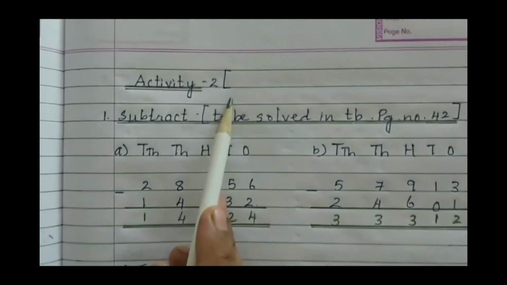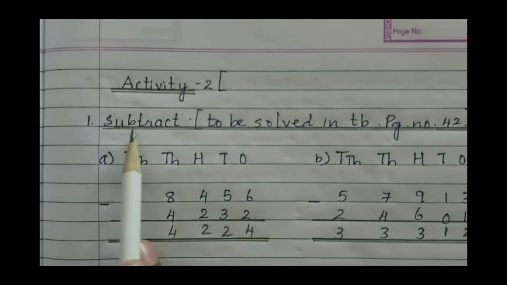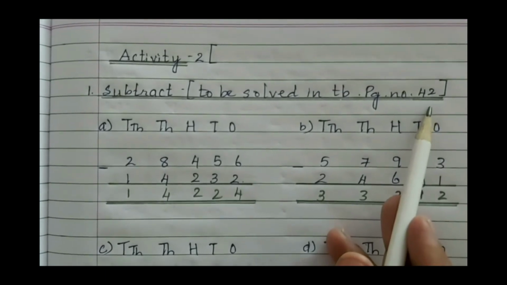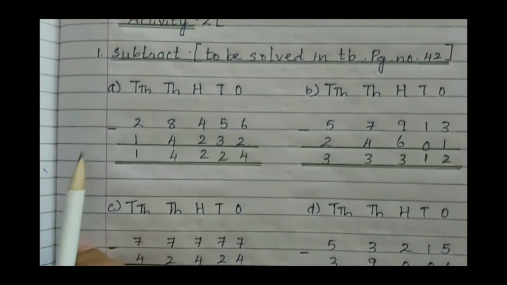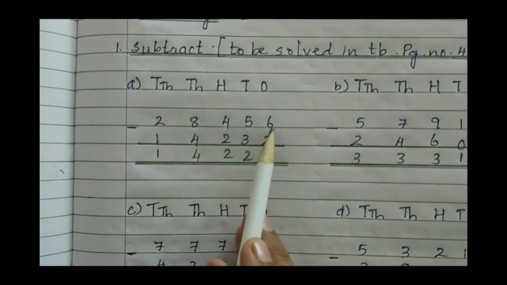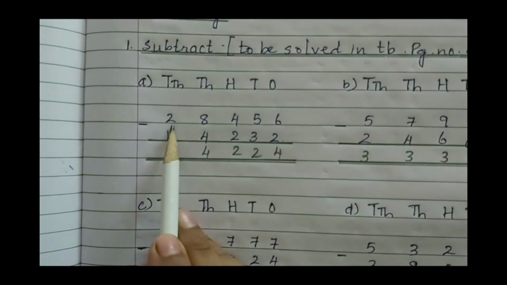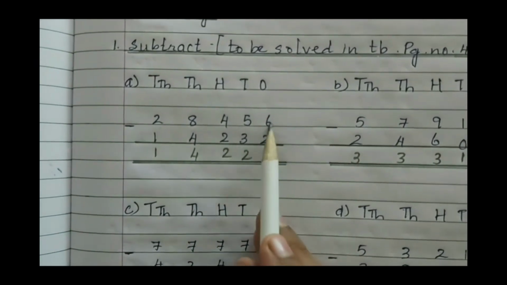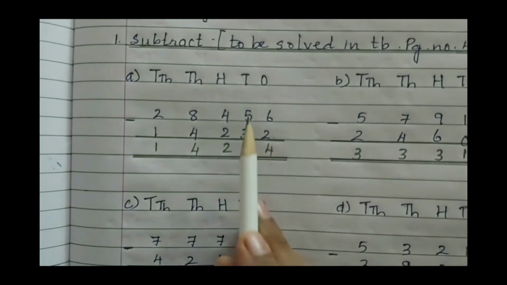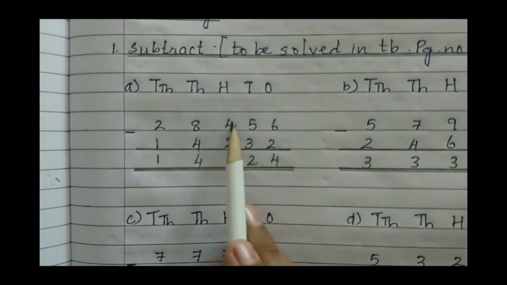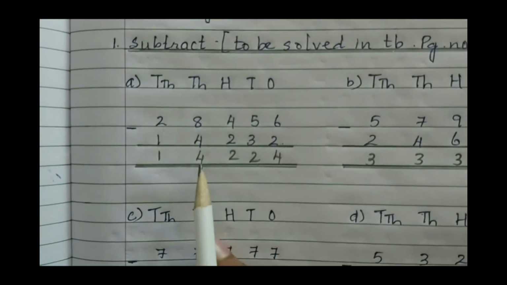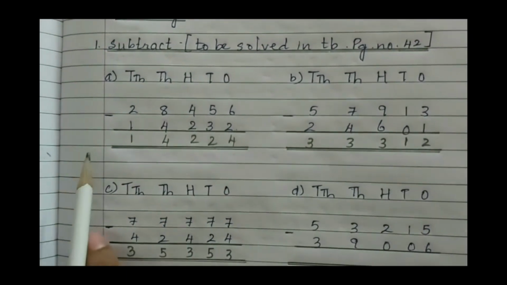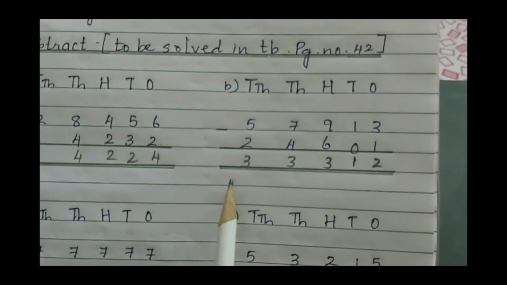Let us go with the activity 2. Question number 1, subtract. This thing to be solved in textbook itself, that is page number 42. No need to do in the notebook. See, questions are given. The first one is ones, tens, 100, 1,000 and 10,000. Write down, it's given one below the other properly. So subtract. 6 minus 2 it will be 4. 5 minus 3 it is 2. 4 minus 2 it is 2. 8 minus 4 is 4 and 2 minus 1 is 1. This is the subtraction without carrying. A completed. Then B.